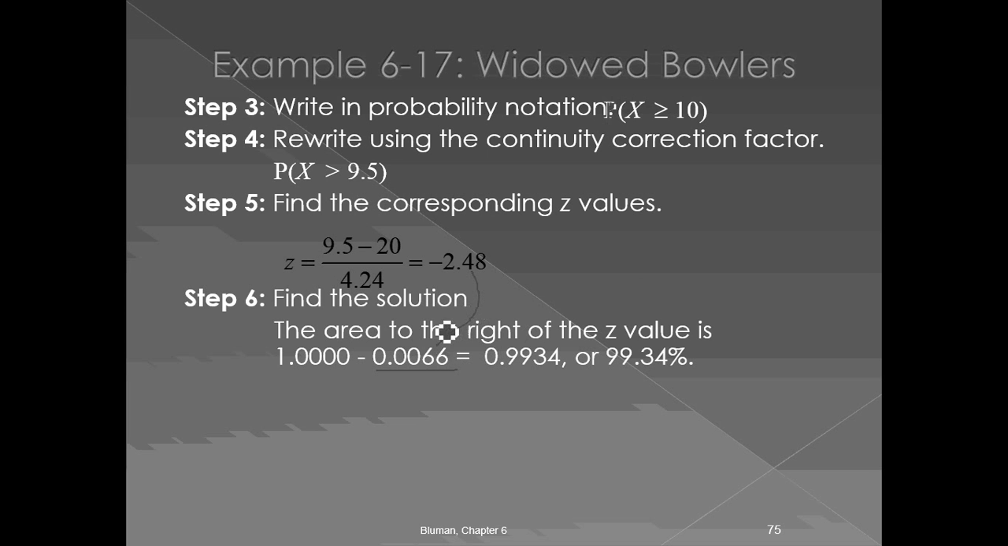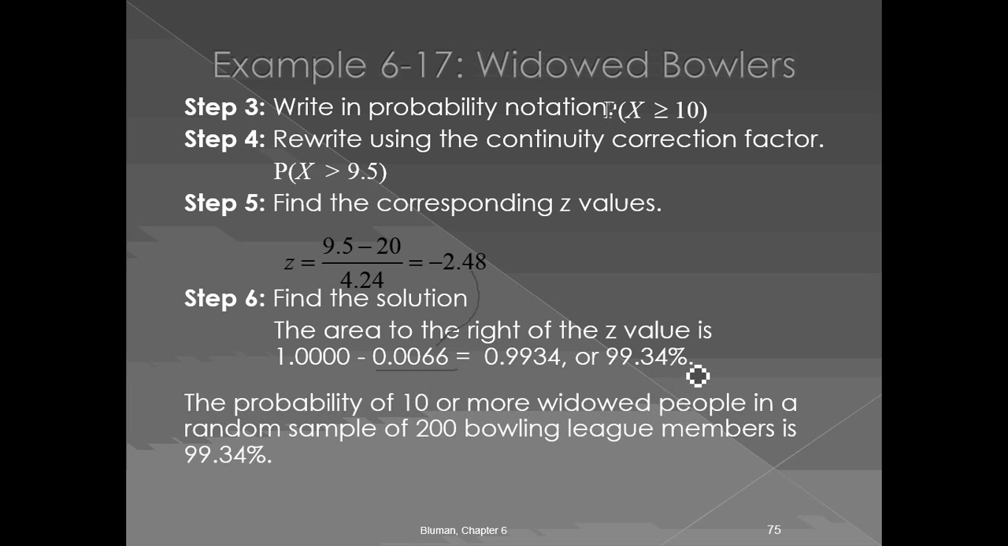But we're looking for greater than. Remember, this number is always less than. So we just subtract it from 1. That gives us 0.9934. So about a 99.34% chance that 10 or more widowed people are in a random sample of 200 people from a bowling alley. Okay.